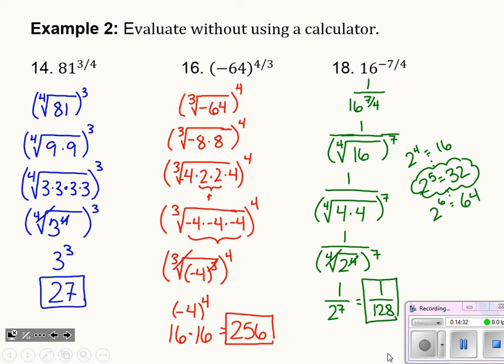But main story of this slide is getting to this point in each problem where we have our root and our power canceling each other out.